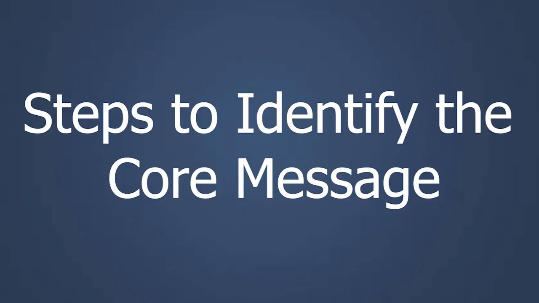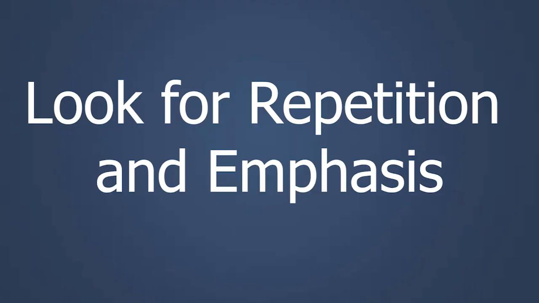Let's go through the steps to identify the core message. Listen thoroughly. To identify the core message, you first need to fully understand the content. This means carefully listening to the entire piece of information. Pay attention to the introduction and conclusion, as they often contain hints about the main message. Look for repetition and emphasis. Authors or speakers often repeat or emphasize the points they consider most important. Notice what is being reiterated or stressed, as these are likely to be central to the core message.